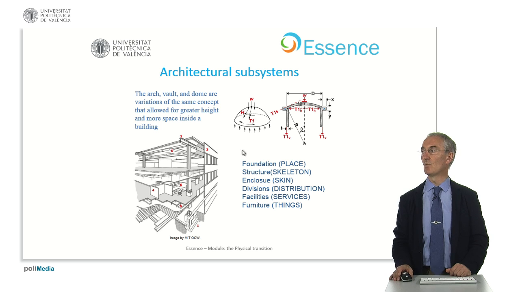Again, if you remember, we had the different subsystems: foundation, which is the basis, the place; the structure, which we will develop in detail later; the skeleton, the enclosure or envelope, which is the skin of the building; the divisions, walls, which is the distribution; giving support for services, all the different facilities and the different things or furniture solution. These subsystems were also introduced before, but their constraints are to be considered now all one with the next in order to provide solutions for the built environment.